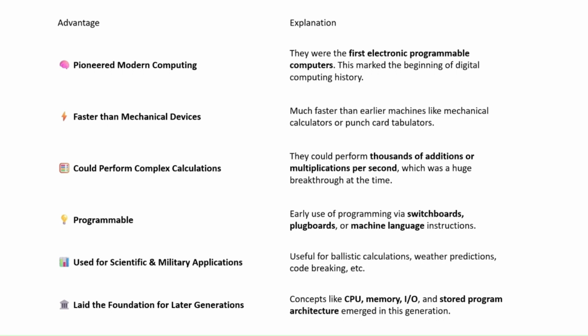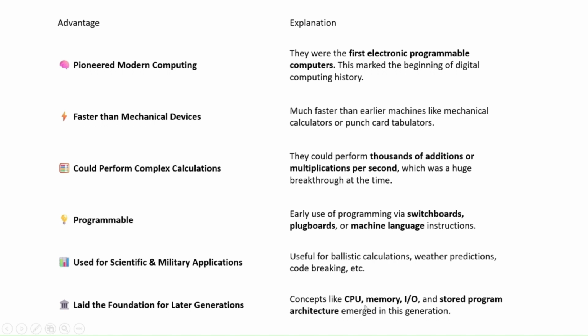Programmable: early programming was done via switchboards and machine language instructions. Used for scientific and military applications, such as ballistic calculations, weather predictions, and code breaking, etc. They led to the foundation of later generations. Concepts like CPU, memory, input, output, and stored program architecture emerged in this generation.